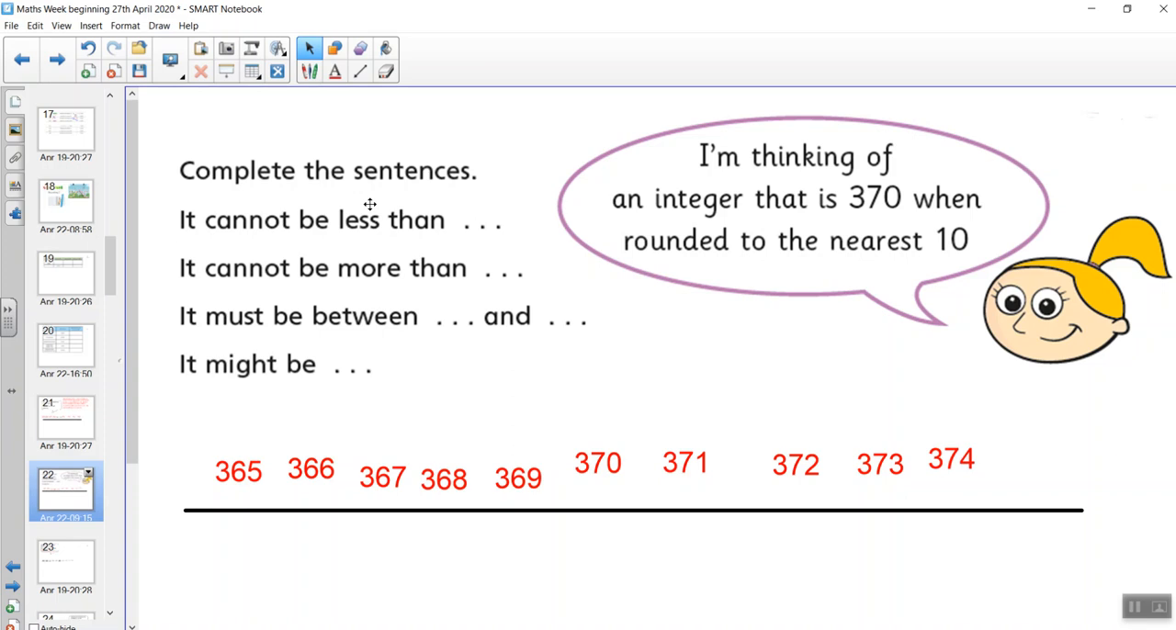Let's think about the sentences now. It can't be less than 365 because 364 would round to 360. It cannot be more than 374 because 375 would round to 380. It must be between 365 and 374. And you could choose any of those numbers, it might be this one, because we don't have enough information to say specifically which one it is.